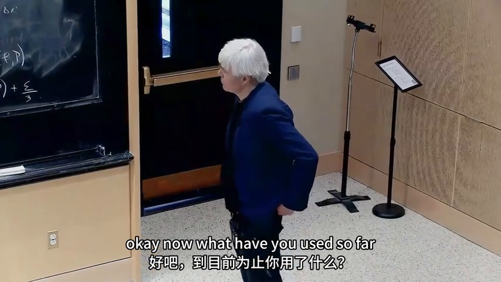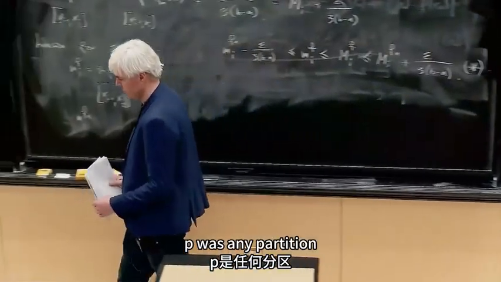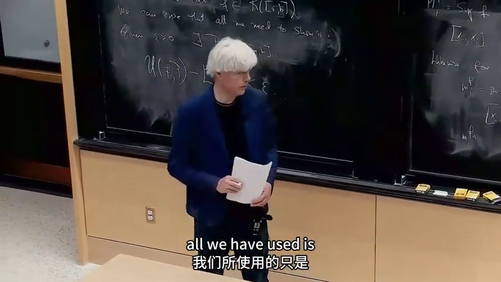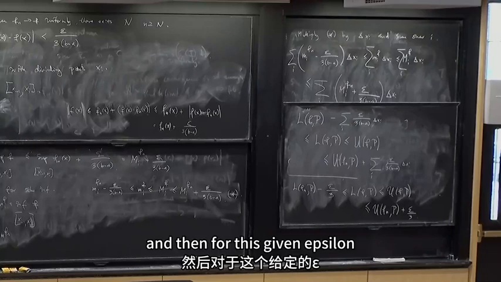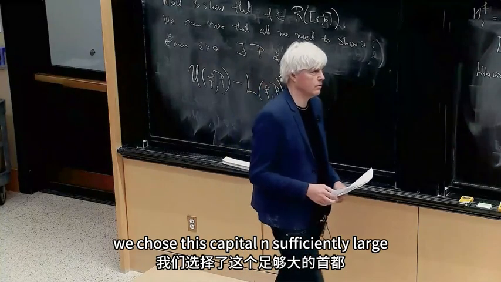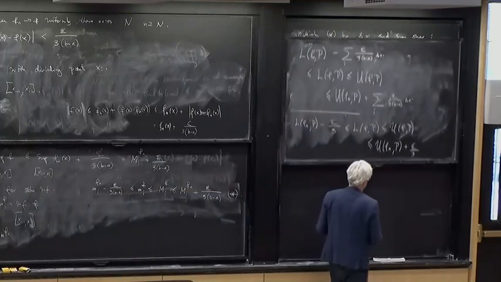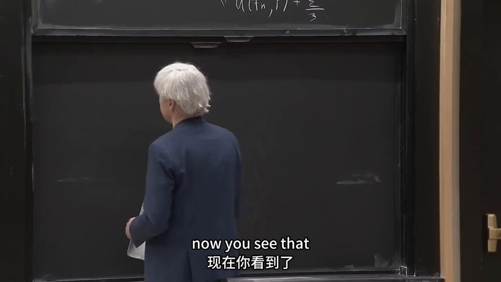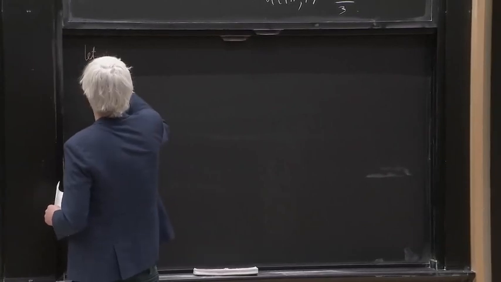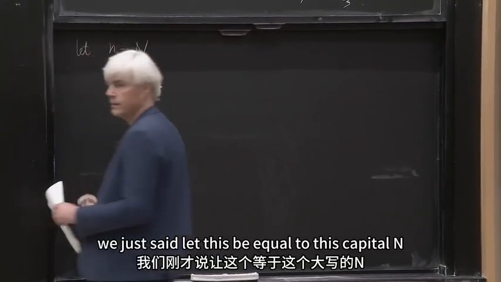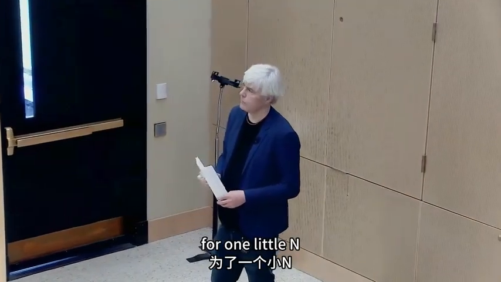Okay, now what have we used so far? So far, we have just used that P was any partition, and all we have used is that the f_n converges to f uniformly, and then for this given epsilon, we chose this capital N sufficiently large, right? But now you see that we can just fix little n. We just said let this be equal to this capital N, right? We just need to use it for one little n.